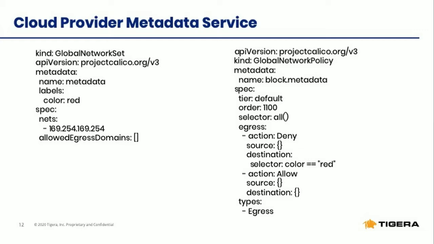So what we do in Calico Enterprise or Calico is to create a global network set. We want to label the IP address 169.254.169.254 as the color red, and then we want to create a global network policy that will block, we'll set it to block egress to that color or the label.